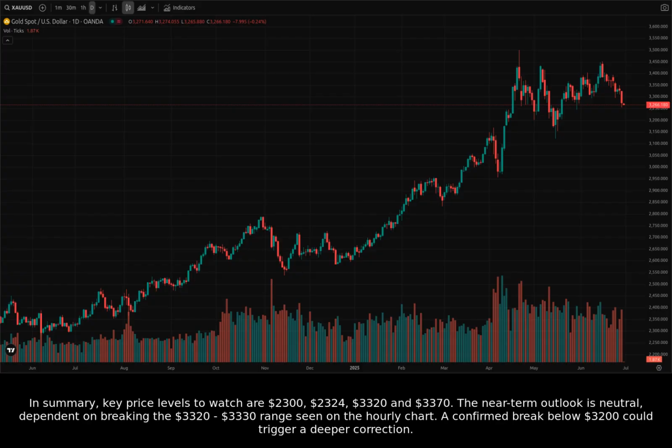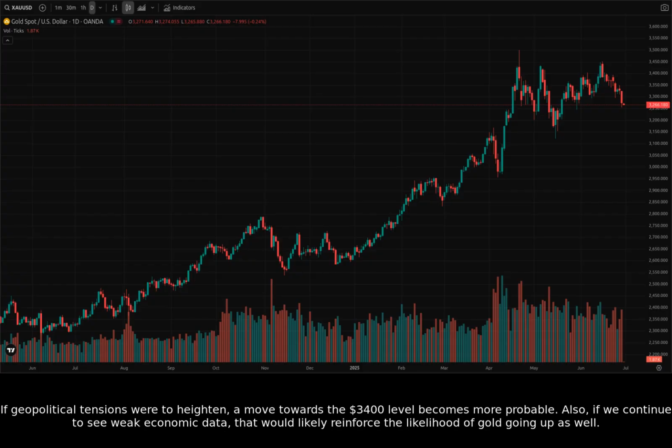A confirmed break below $3,200 could trigger a deeper correction. If geopolitical tensions were to heighten, a move towards the $3,400 level becomes more probable. Also, if we continue to see weak economic data, that would likely reinforce the likelihood of gold going up as well.